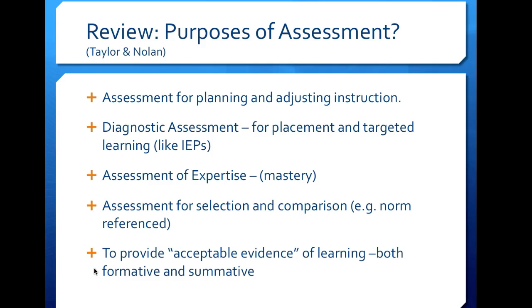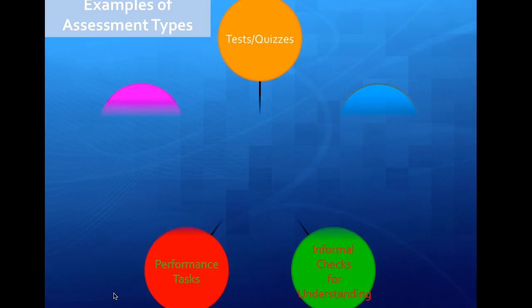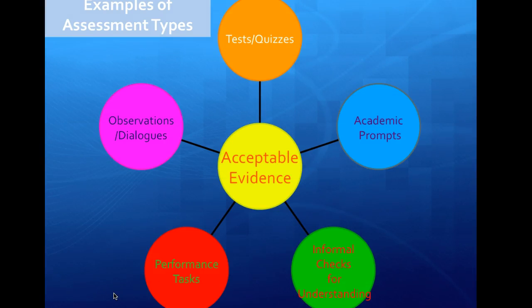Assessment for selection and comparison. And that norm reference testing you won't really be doing in your unit, but you will have access to it in terms of giving you information about your students and their skills and their abilities. You are doing it because you want to provide acceptable evidence of learning, both formative and summative. And if somebody says, how are they doing? Parent says it, principal says it, you can say, here, look, we've done this.